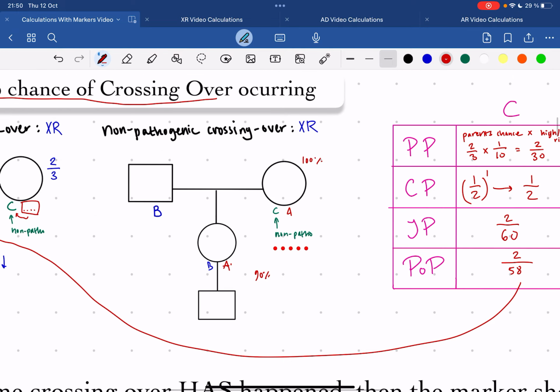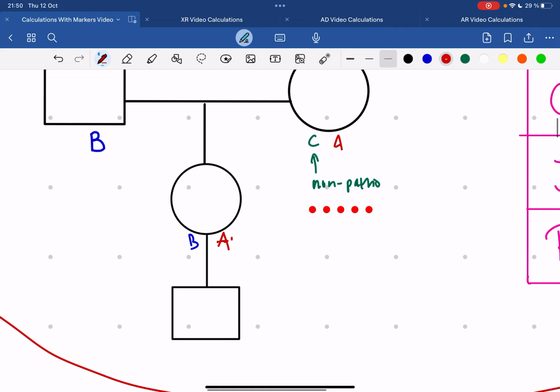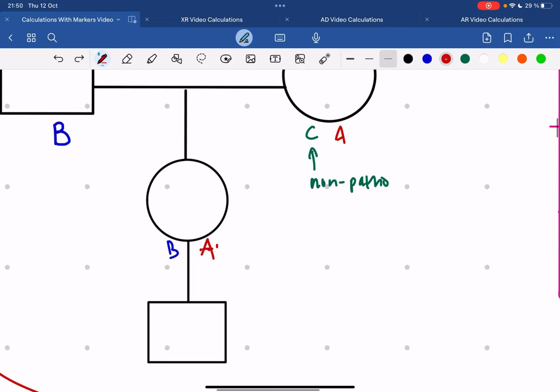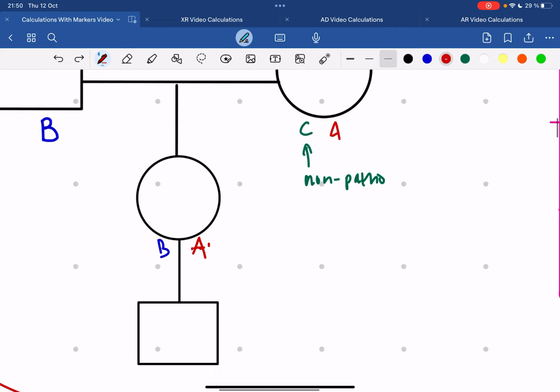Meanwhile here, if we know that the mother is carrying a marker that marks for the pathogenic allele, and the mother is 100% in that case, then there would be a high risk for this person to be a carrier or to be affected. But there would still be a lower than 100% risk due to the crossing over, because this A could just be a healthy C undercover. So that's why we take 100 minus 10 and we get 90%.